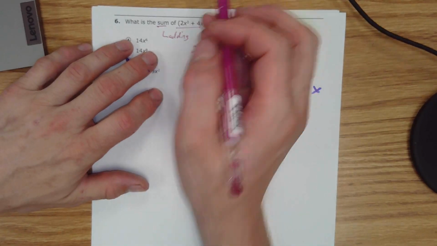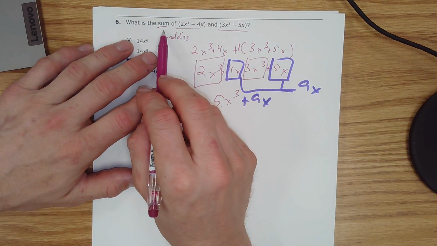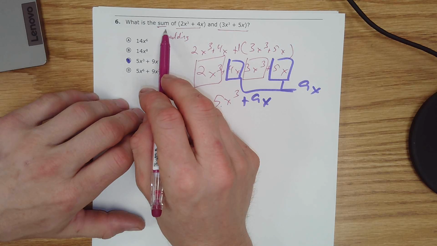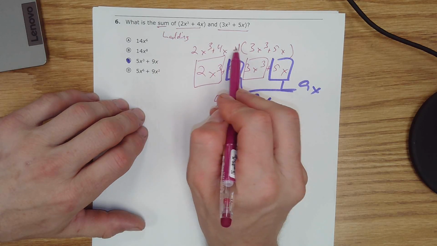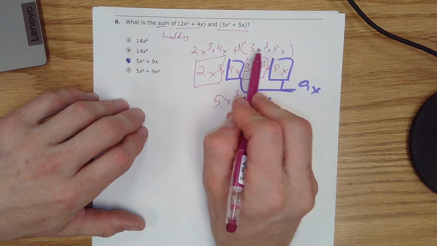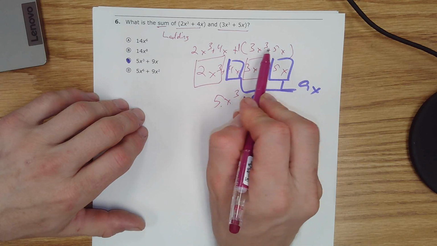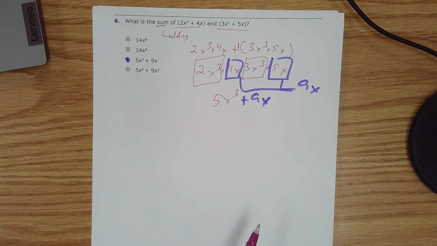A little variation to this is, if this was the difference of these things, that's subtracting. Then you'd have a negative sign, and you'd have to flip the signs inside the parentheses in order to clear the parentheses.